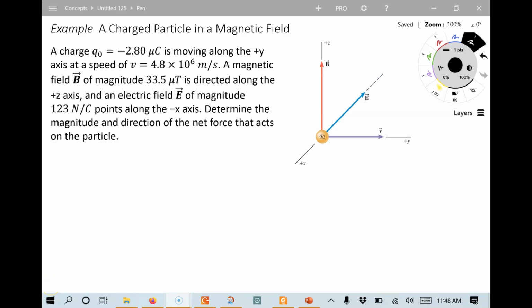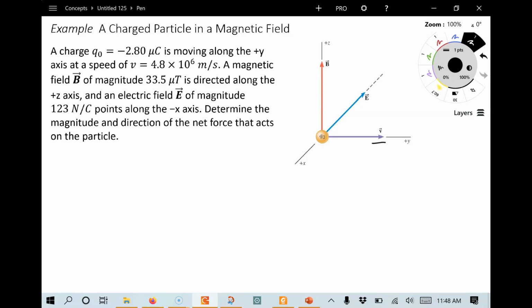Hi, this is an example problem from Chapter 1 about a charged particle in a magnetic field. Pause for a moment to read the question. So in this particular problem, they've given us an image of the particle here, and we see that it's got a velocity vector here in one direction.